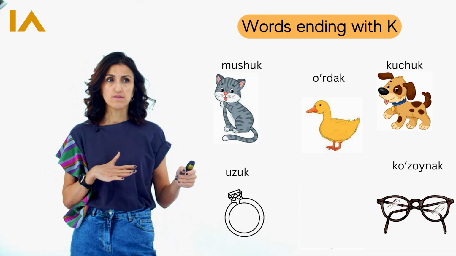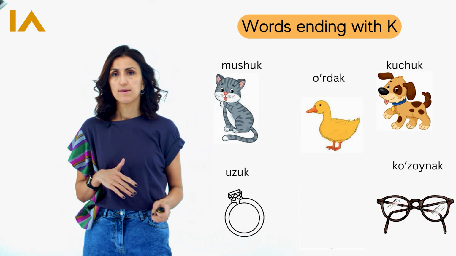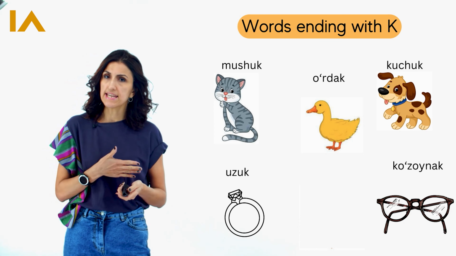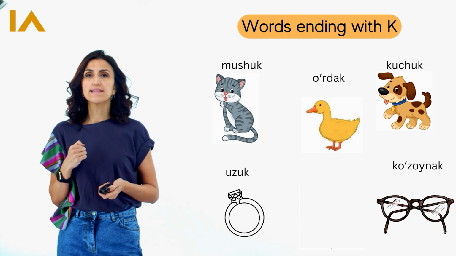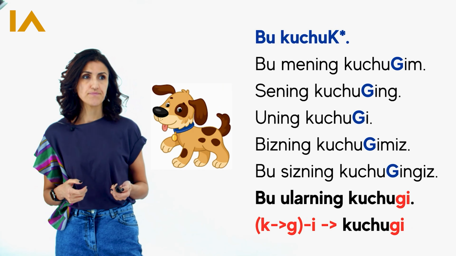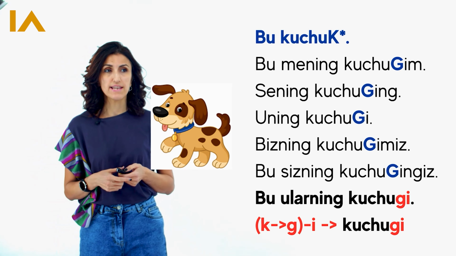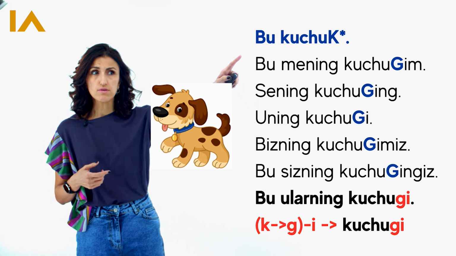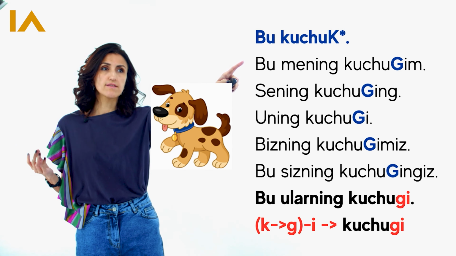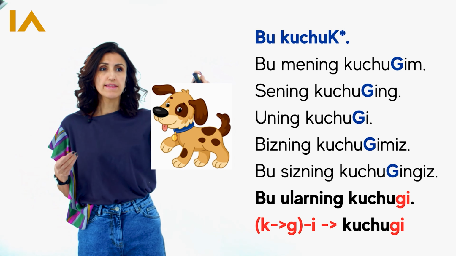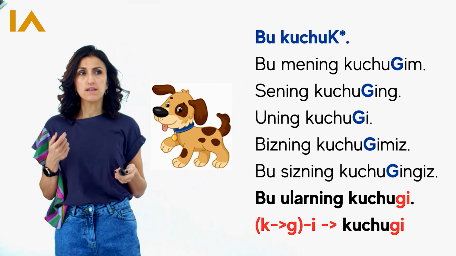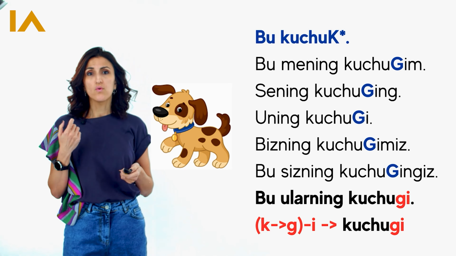Without going further, try changing urdak or küçük, puppy: meaning küçügüm, senin küçüğün, uning küçüği, bizning küçügimiz, sizning küçügingiz, ularning küçügi. Now we can read it. When we just say this is a puppy, this is a small dog, it's just küçük, ending with k. But when we're trying to say my, your, his, k becomes g.